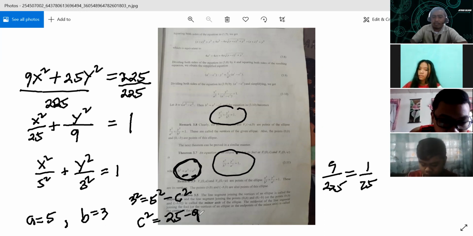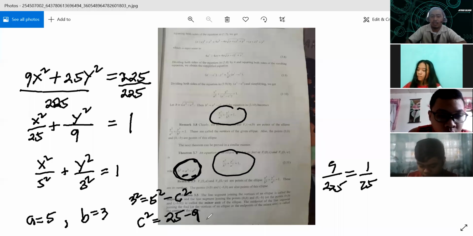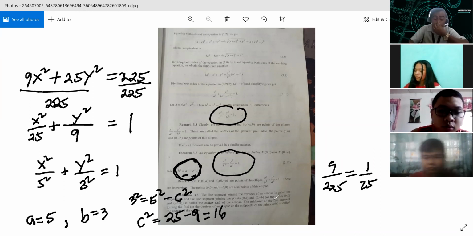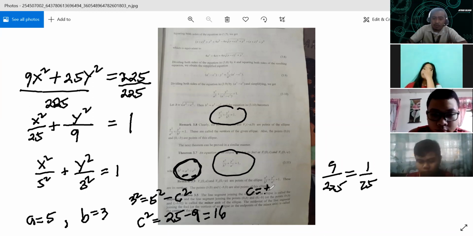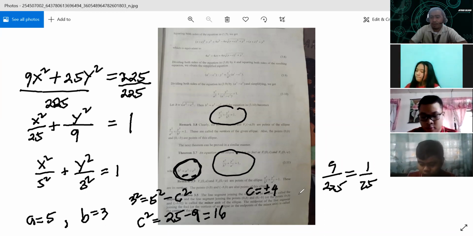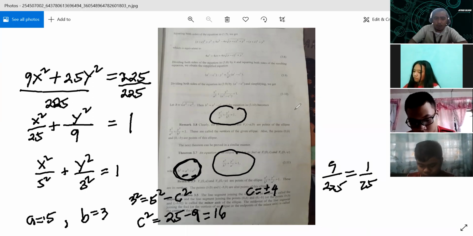Right? Because 5 squared is 25, the 3 squared is 9. It becomes negative because you transfer it to the other side. And after that, this is just 16, right? Yes, 25 minus 9. You take the square root of both sides, so your c should be plus or minus 4. I just use the plus or minus because we are taking the square root, but actually our c is just 4.